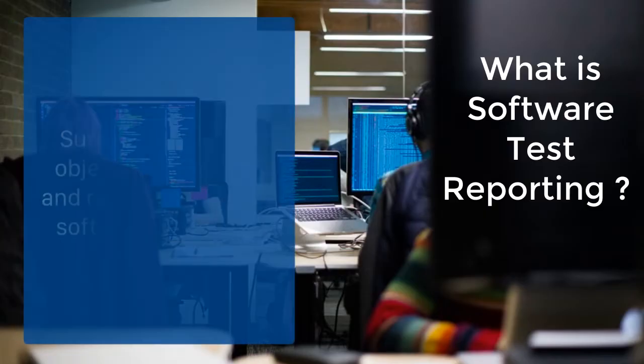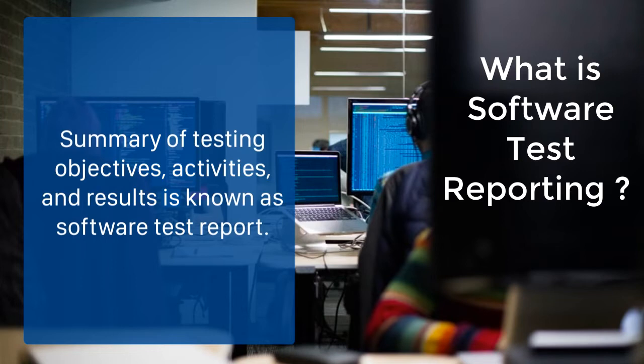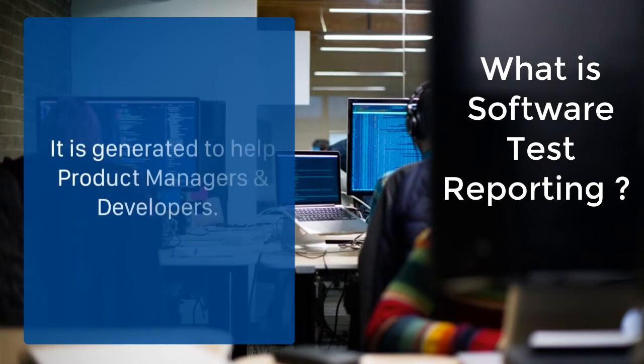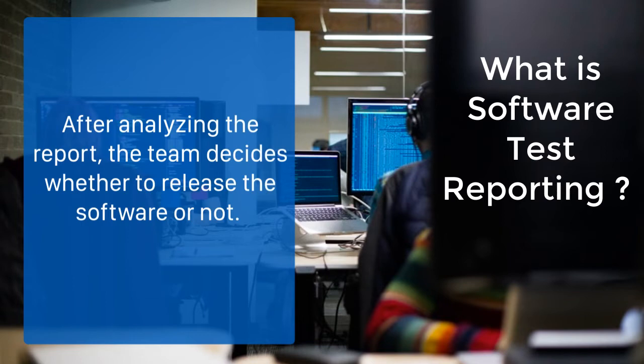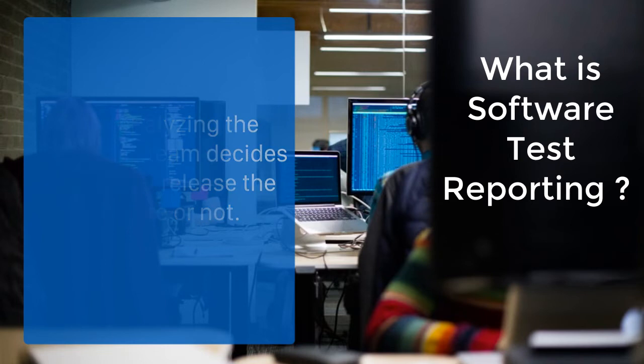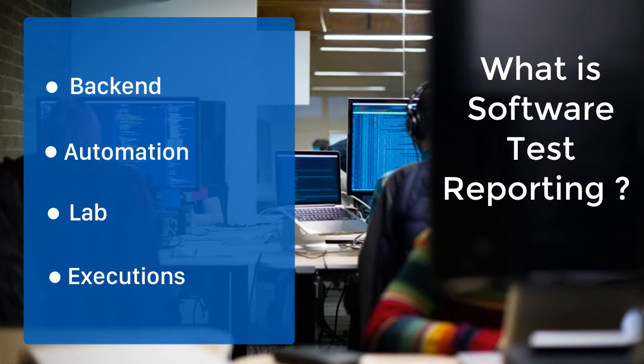So what is a software testing report? Software testing reports is a combined summary of testing objectives, activities, and results. It is generated to help product managers and developers. After analyzing the report, the whole team decides whether to release the software or not. During a software test, a tester will look at the back-end automation scripts, lab, and executions.